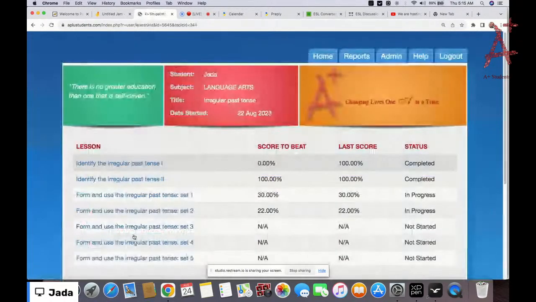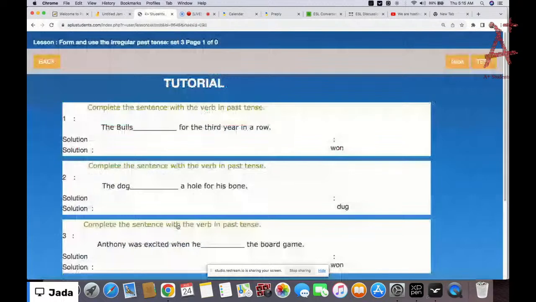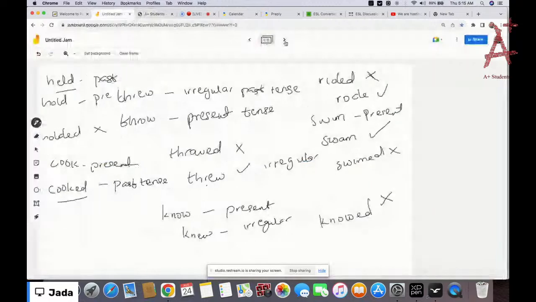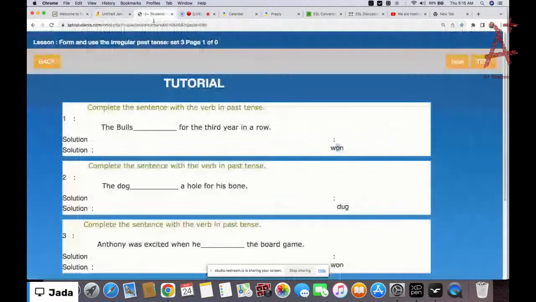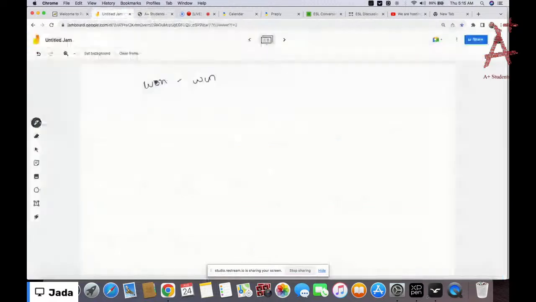It says form and use the irregular past tense set 3. So this is set 3 now. We have some examples. The Bulls dashed for the third year in a row. So you have win. The present is win. The past is won. And then we have: the dog dug a hole for his bone. So it is dug and dig.